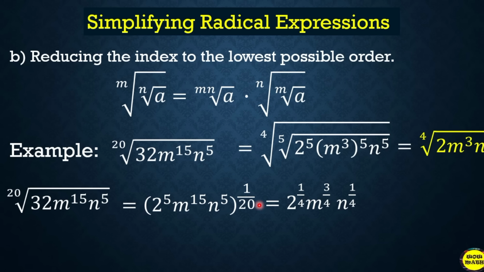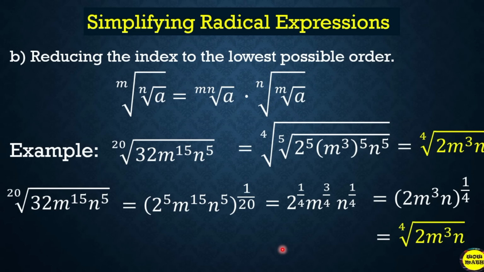15 times 1 over 20, that is 3/4. Okay? 5 times 1 over 20, that is 1/4. Since same naman sila ng denominator, pwede nating gawin ganyan. 2 m cube and n raised to 1/4. Diba, dun sa mga previous video lesson natin, na-discuss na kung paano natin from exponential to radical. Diba? Diniscuss na kung ano yung magsiserve as index natin. So, that is 4th root of 2m cube n.